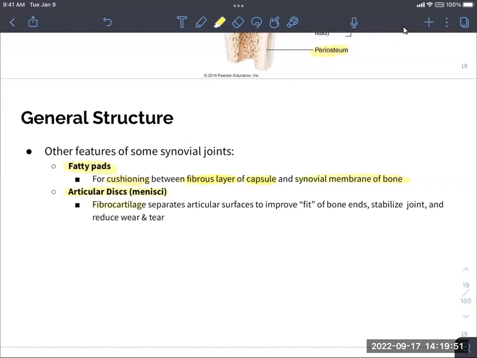It's usually fibrocartilage, like the menisci in your knee. Those are articular discs. Those are the menisci. They help to protect the joint. They help to stabilize your joint. They protect from wear and tear as well. It's kind of important.